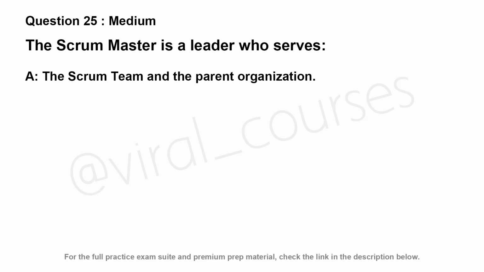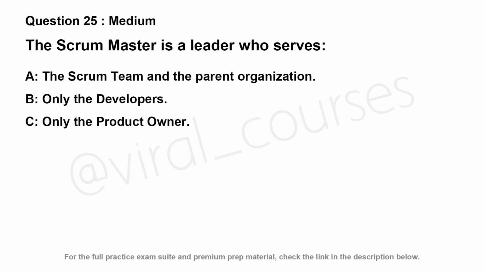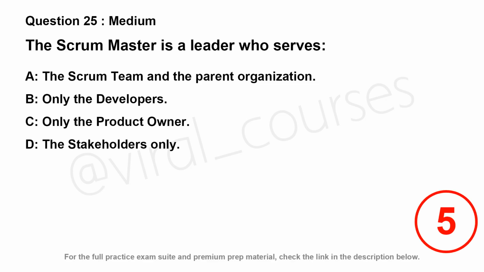The Scrum Master is a leader who serves. Option A, the Scrum team and the parent organization. Option B, only the developers. Option C, only the product owner. Option D, the stakeholders only.